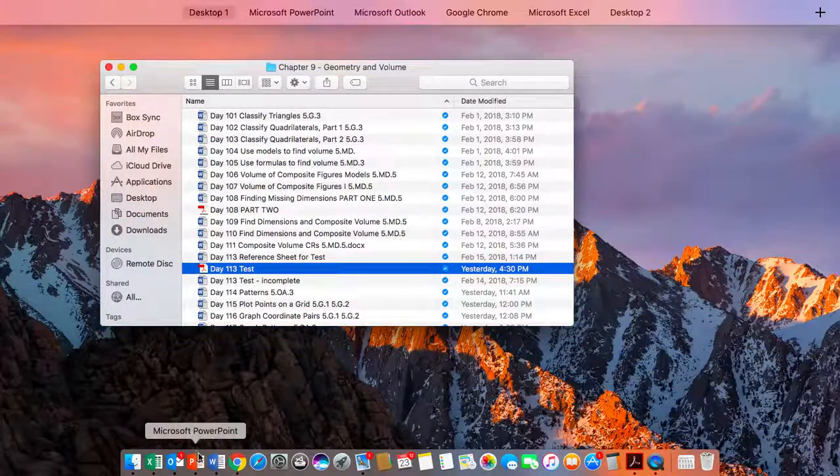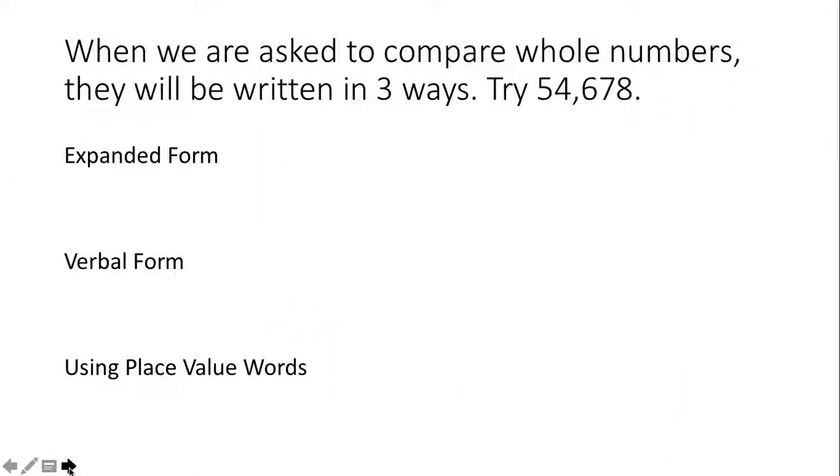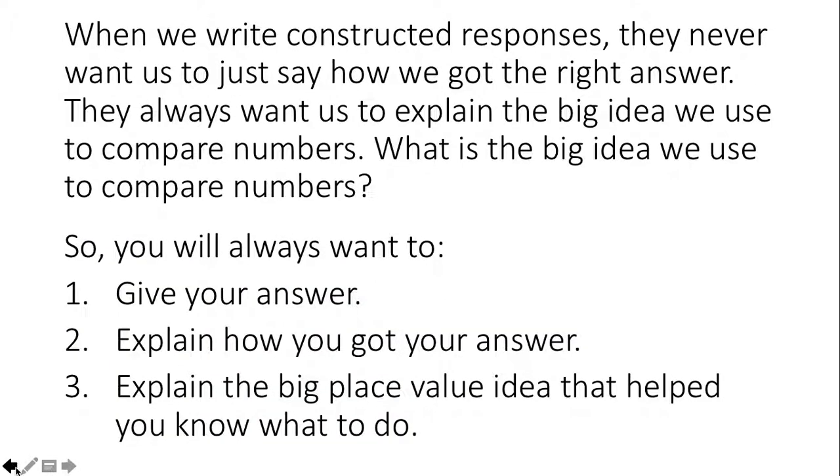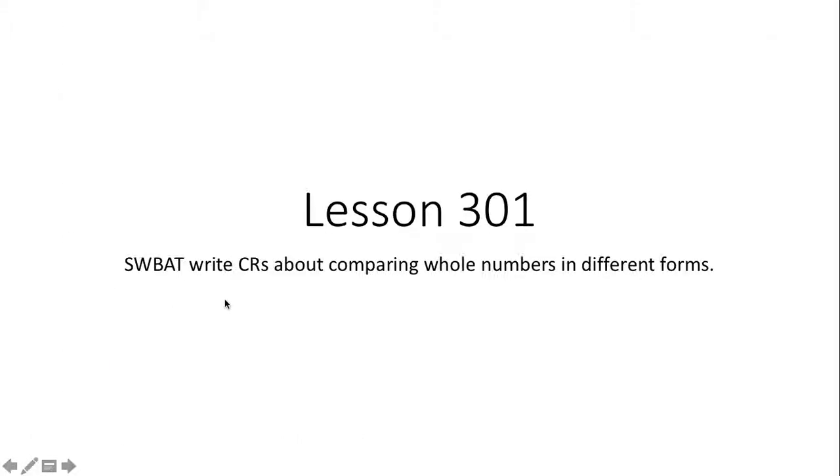Great. So we are now doing writing constructed responses about this topic, comparing whole numbers, right? And this is really interesting because we have been talking a lot in our meetings about what it takes to go from a 3 to a 4. What it takes to go from a 3 to a 4 is not just to describe how you got the answer and what the answer is, but what that big idea was that allowed you to do that work or follow that step, right?